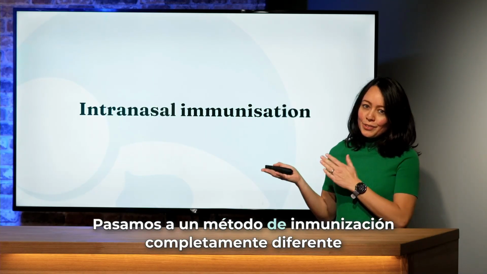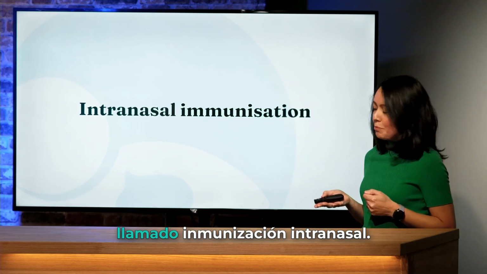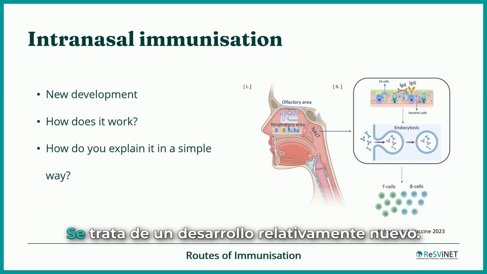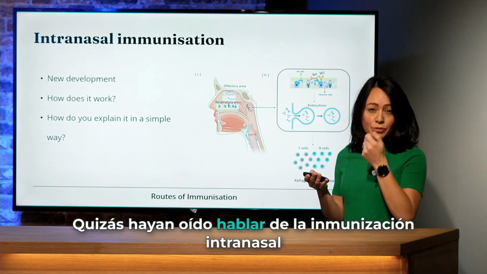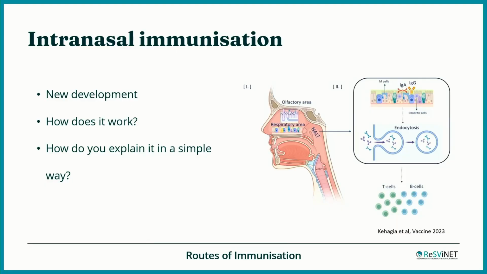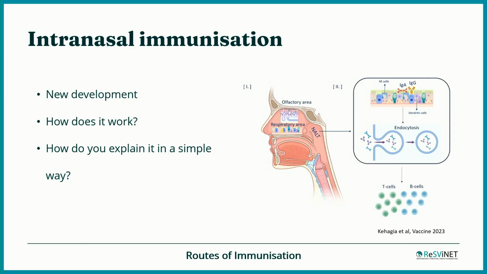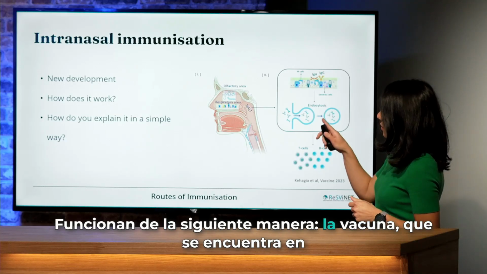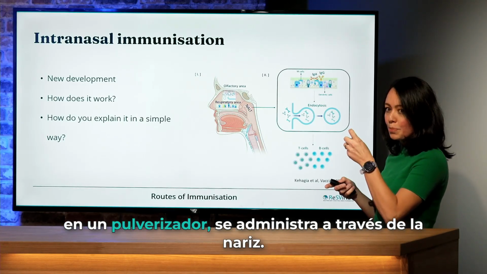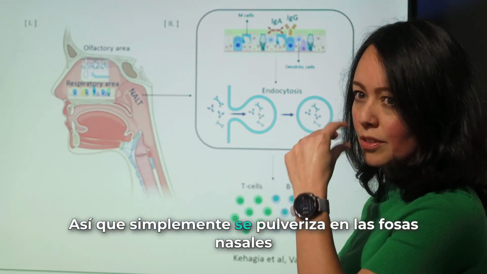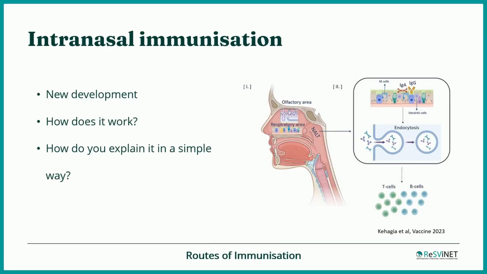We go on to an entirely different method of immunization called intranasal immunization. This is a relatively new development. Maybe you've heard of intranasal immunization in terms of influenza vaccines, which can be administered through the nose. How they work is that the vaccine, which is in a sprayer device, is administered through the nose. So you kind of just spray it into the nostrils.